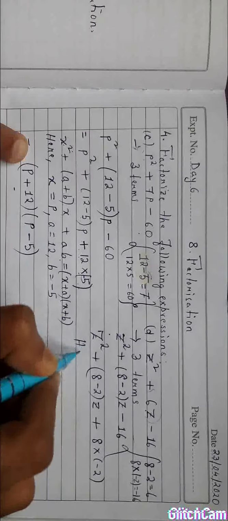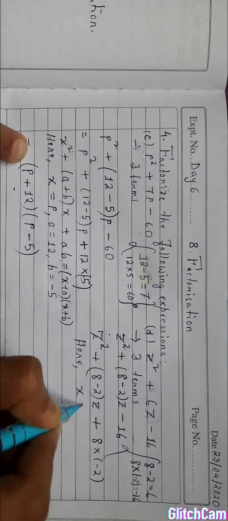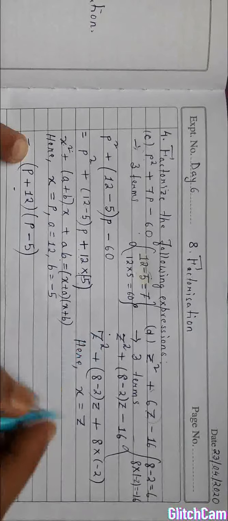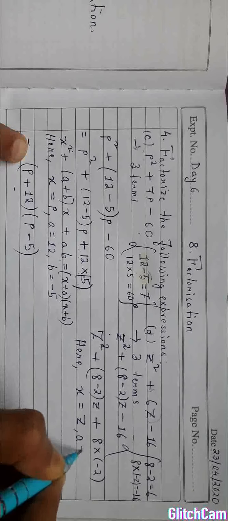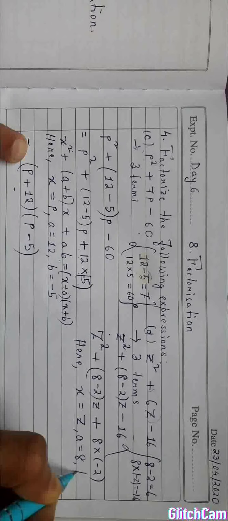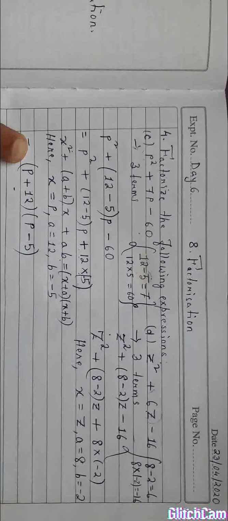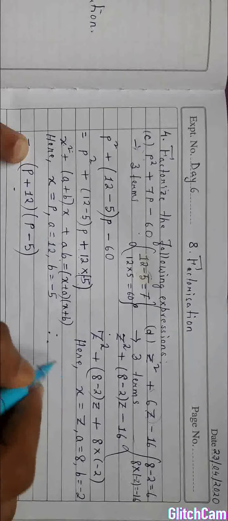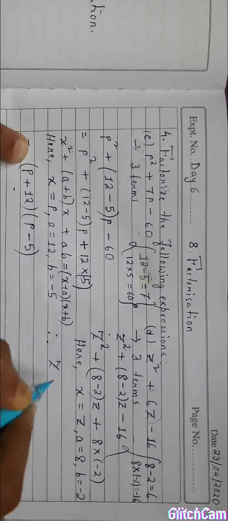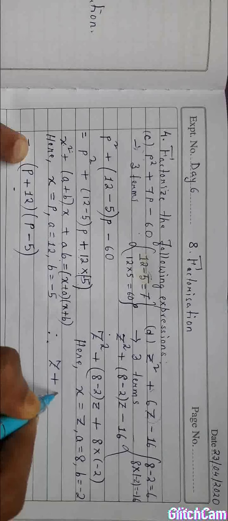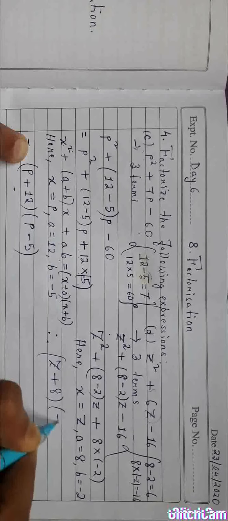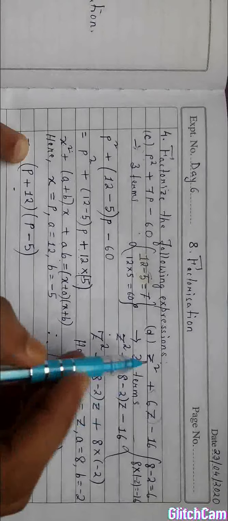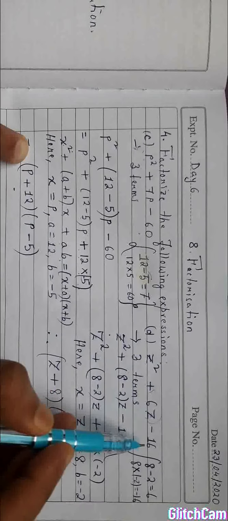So here x is equal to z, that is the variable used here. a is equal to 8, b is equal to minus 2. Therefore it can be written as z plus 8 within bracket and then z minus 2. So these are the two factors of the expression z square plus 6z minus 16.